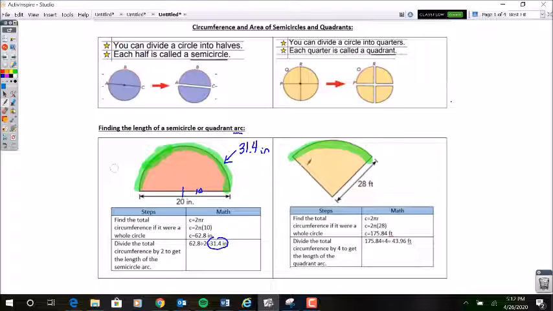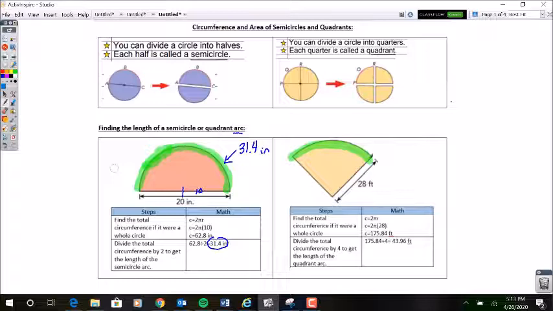Now here we have not a semicircle, but a quadrant. And as you can see up here, a quadrant is just a fourth of a circle. So I did the exact same thing I did with the semicircle. The first thing I did is I found the circumference of the whole circle. So imagining this whole circle was complete, I did 2 times pi times the radius.